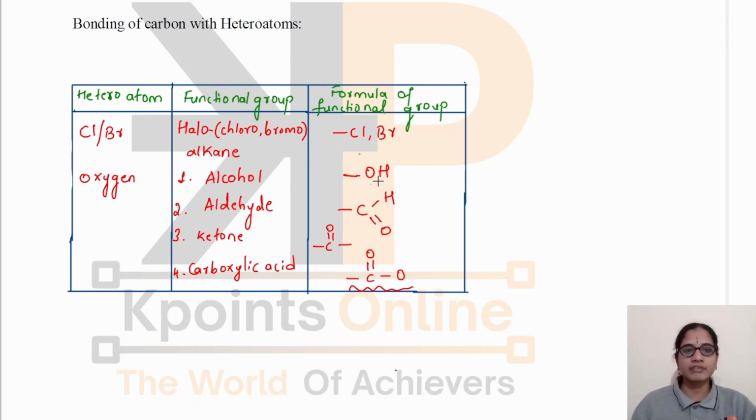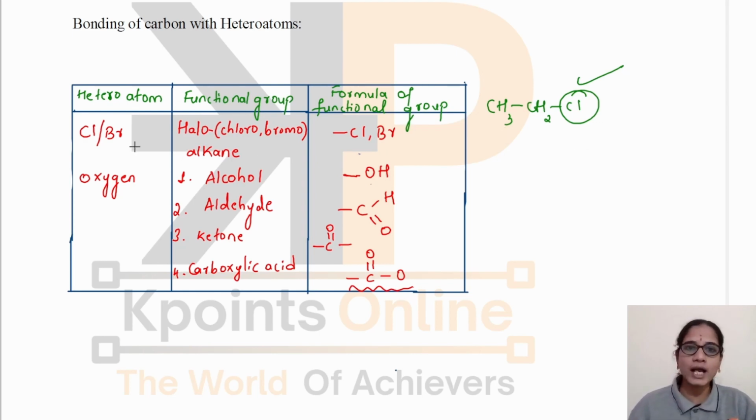See here how the different heteroatoms are attached to the carbon chain. When chlorine or bromine is attached to the carbon chain, the functional group will be either chloro for the chlorine atom or bromo for the bromine atom. You can see the example. If the chlorine atom is attached to this carbon chain, this is a heteroatom here, and the functional group is called chloro. If it is bromine, then it is called bromo, in this way.